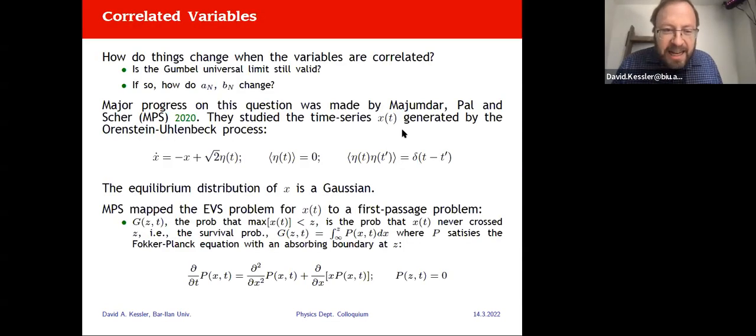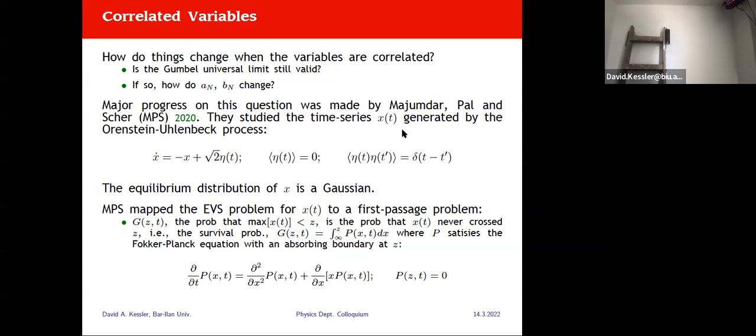Okay. Now, the question is, how do things change when the numbers are correlated? First, the most important question is, is Gumbel still true? Because if Gumbel is not true, then we're totally lost. We're totally at sea. And even if it's Gumbel, how do the scaling parameters, a_n and b_n, change? Now, major progress was made on this 2 years ago by Majumdar, Pal, and Scher.